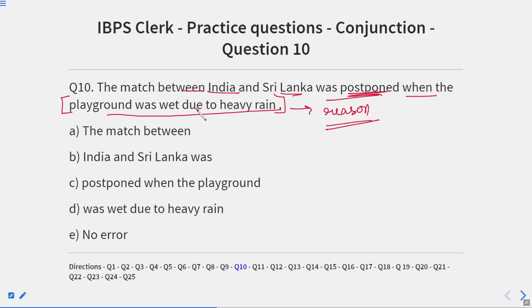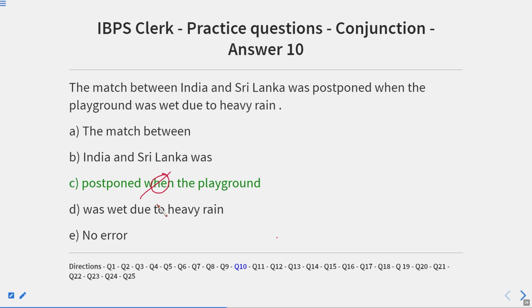If we want to show the reason, we do not use the word when. When shows the time of some action. But here this when word is incorrect. The word when is just used to show the time, when something is going to start. But here it is showing the reason. Therefore this when is incorrect. It should be replaced with as, because due to shows the reason. So the match between India and Sri Lanka was postponed as the playground was wet due to heavy rain. So this will be the correct sentence.